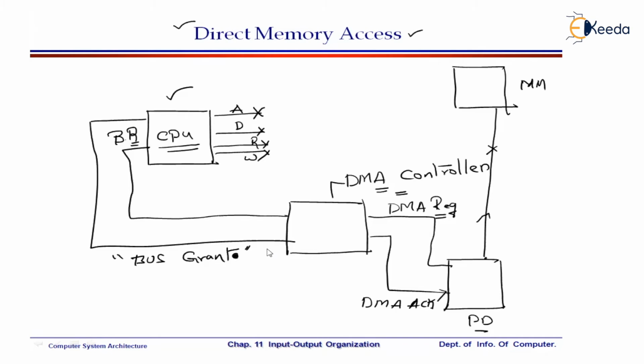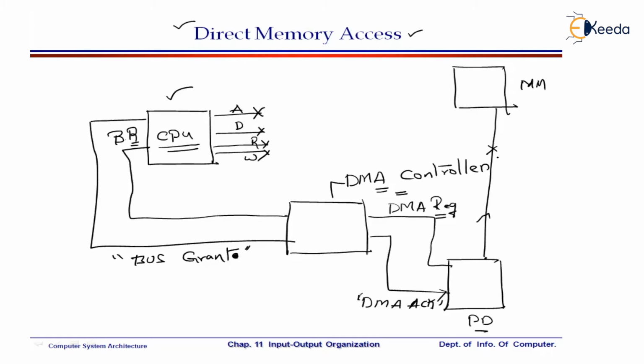The moment the bus grant has been sent, the DMA controller says that yes, the bus has been released by the CPU. You can go ahead in transferring the data by using DMA acknowledge. So it is going to send one line called DMA acknowledge to state that the CPU has released the buses. Then the peripheral device will make a transfer. This is how direct memory access exactly works.